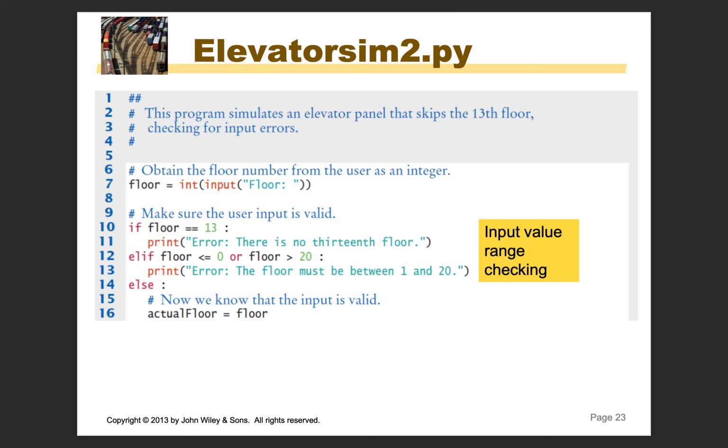So this is our program. We get the user to enter a floor number, and we convert that string into an integer. We check if the integer value that they've entered is 13. If it is, we tell them, hey, there's no 13th floor. Otherwise, if the floor number is less than or equal to 0, or the floor number is greater than 20, we print another error saying, hey, you have to enter a number between 1 and 20. There is no floor less than floor 1. There is no floor greater than floor 20. Assuming that those both are false, so they didn't enter 13 and they did enter a value between 0 and 20, we can now provide the actual value that we want to return.